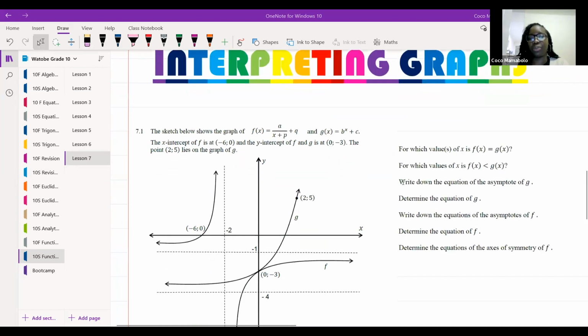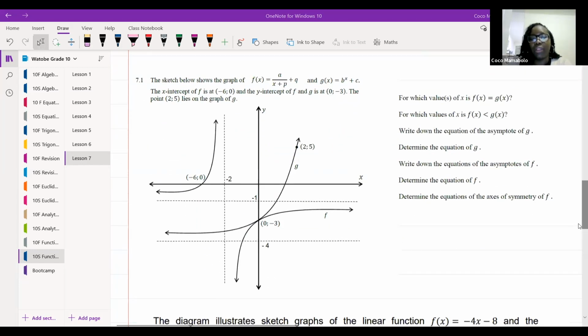About interpreting graphs, guys. We're going to look at the following question. The question says, the sketch below shows the graph of f of x equals a over x plus p, plus q, and g of x equals b to the power of x plus c. My first question to you guys is, what kind of graph is this? Before we even get into looking at the drawing itself, what graph is this? What kind of graph are we looking at over here, guys?